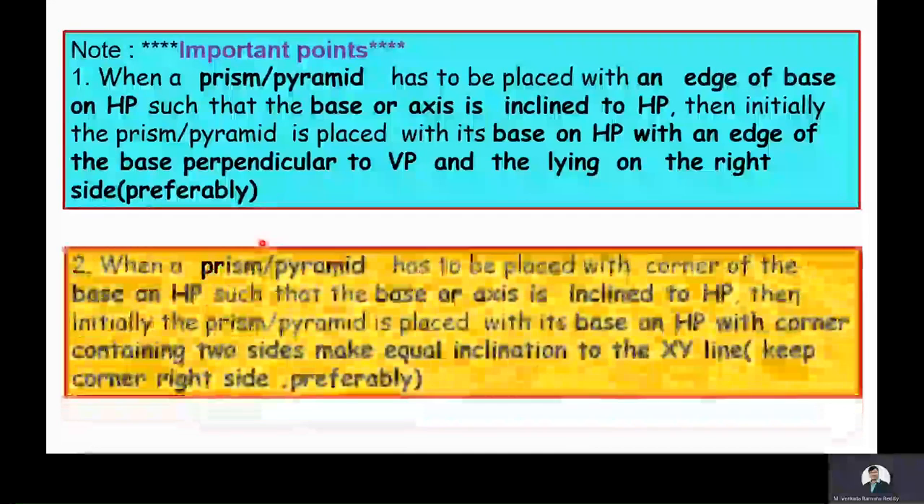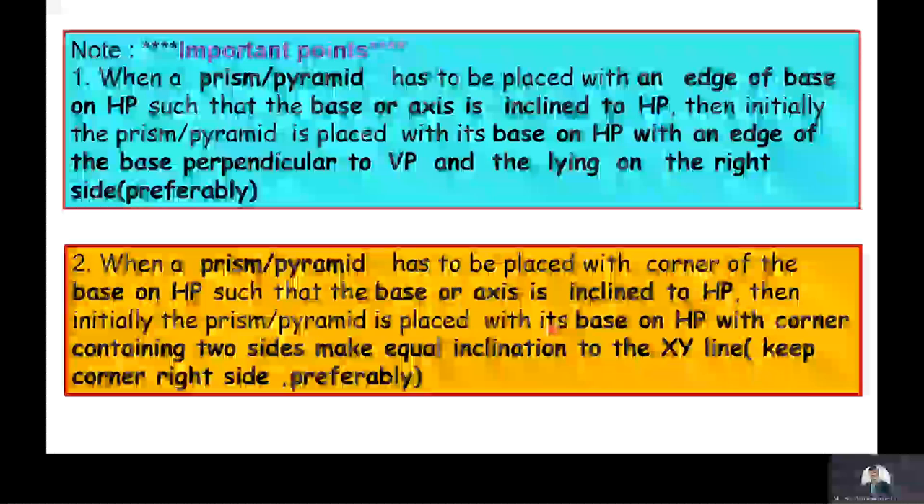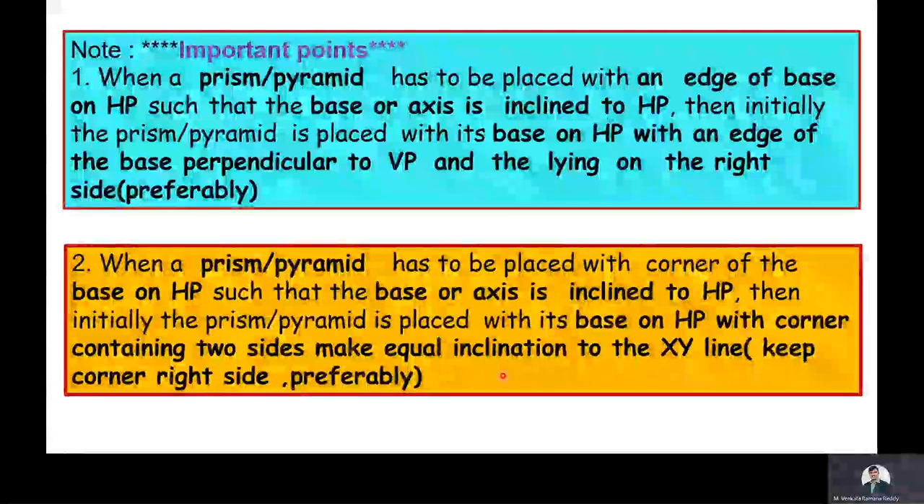The second important point is when a prism or a pyramid has to be placed with a corner of the base on HP such that the base or axis is inclined to HP, then initially the prism or pyramid is placed with its base on HP with the corner containing two sides making equal inclination to the XY line, keeping the corner on the right side preferably, and vice versa.